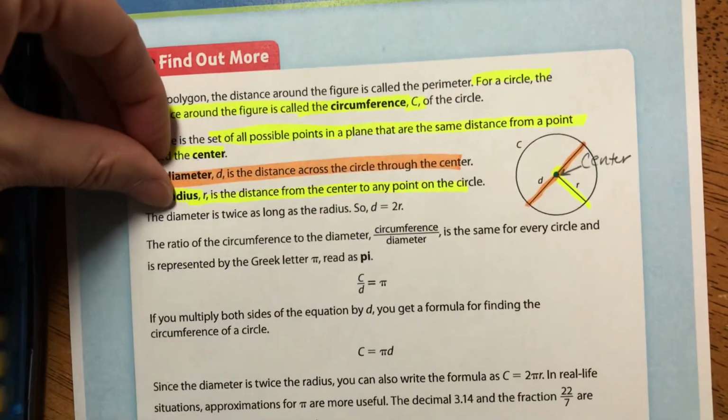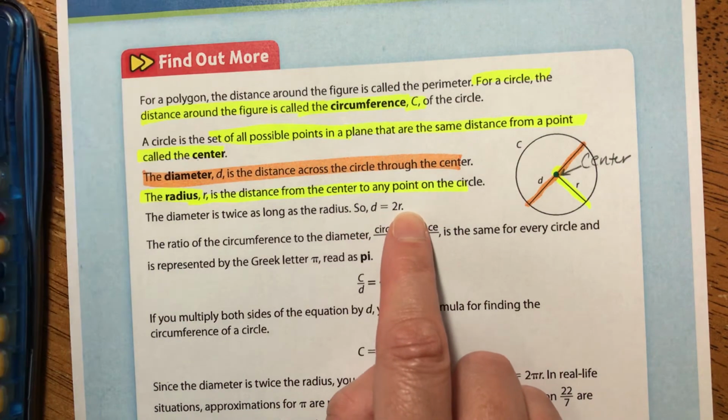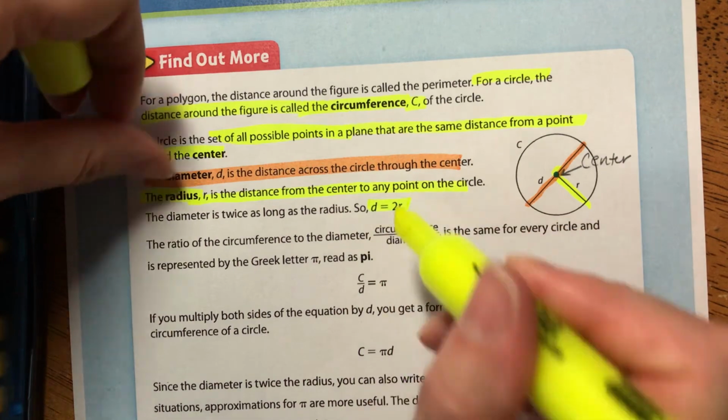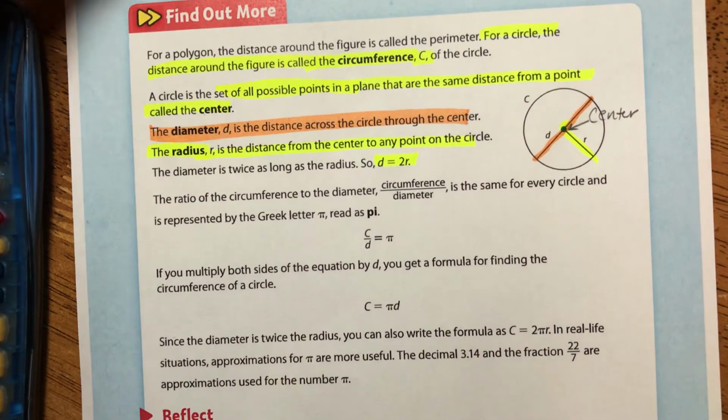And then here it says the diameter is twice as long as the radius, so diameter equals 2 times radius. So you could highlight that. Notice those are all lowercase letters. The only one that's capital is circumference.